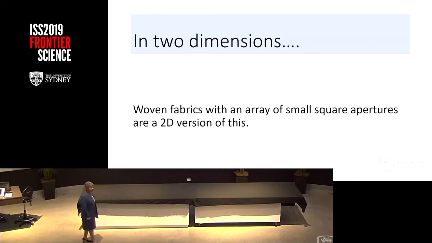And you can get the same effect in two dimensions. So you can have slits and slits. And it comes from a mesh. So actually your slits are little square holes, but it's the same idea. So any kind of woven fabric, loosely woven fabric, is like a mesh. Not obviously loosely woven is your umbrella. Your umbrella is some fabric.